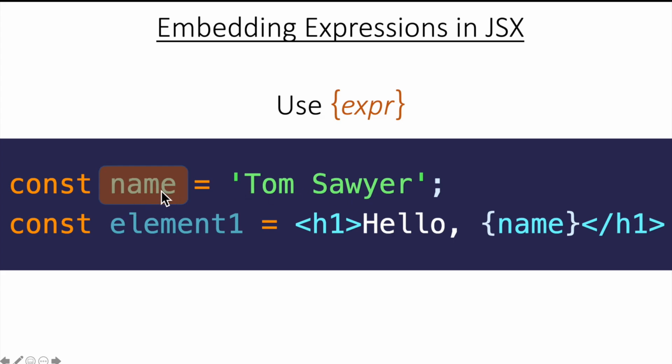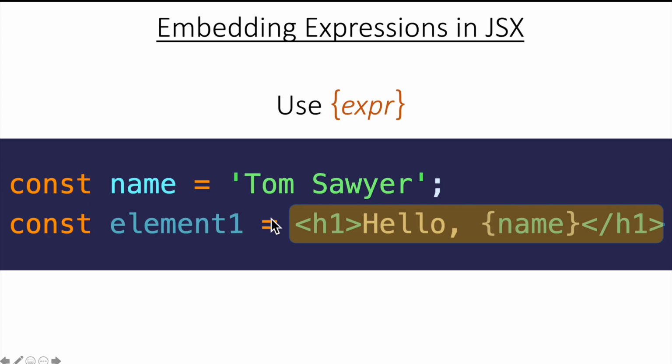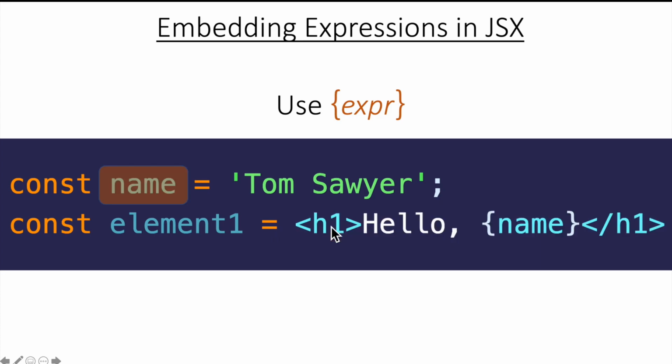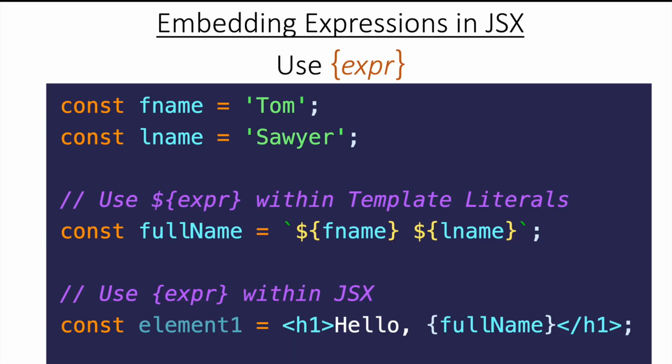So we have the variable name and we want to embed it within this JSX expression, which is on the right side of the equals operator. So what we do is we take name and we enclose it within curly braces like this. So the syntax again is we use curly braces, and within the curly braces we place our expression. If you remember, we discussed about JavaScript expressions while discussing template literals, and I mentioned that you can think of JavaScript expression as anything that you put on the right hand side of the equals operator. Let us look at one more example.